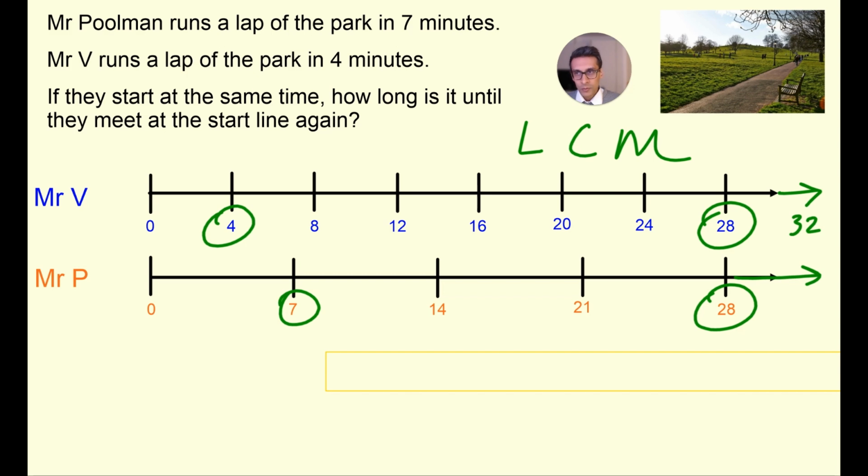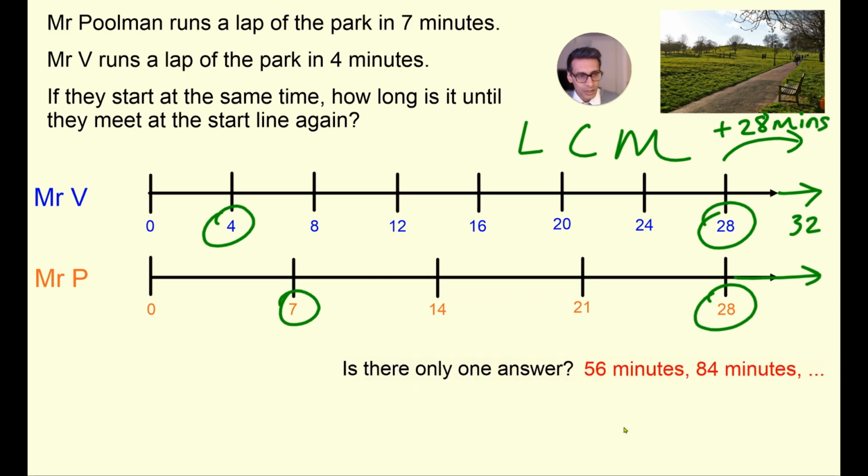You might ask yourself, do they meet ever again? Well, there will be another time, and it's going to be in another 28 minutes. So every 28 minutes they meet each other. 28 plus 28 is 56 minutes, and then again plus 28 gets you to 84 minutes, and it keeps going for as long as they're running. Now we've made a few assumptions here, that again they don't slow down or speed up, and they cross the line at the same pace every time.